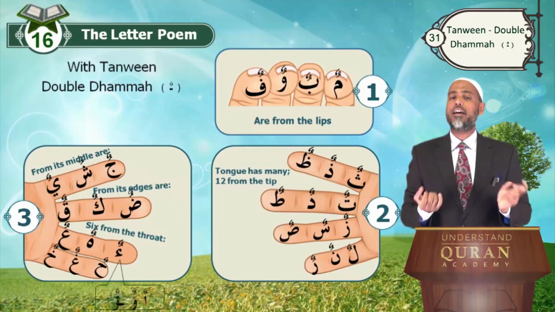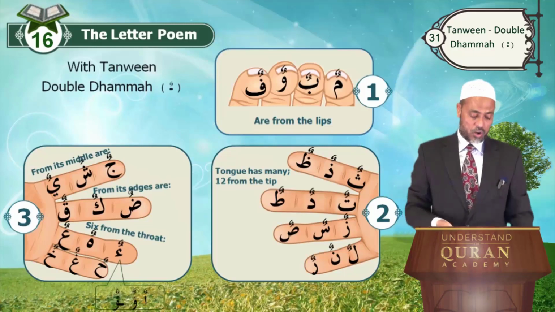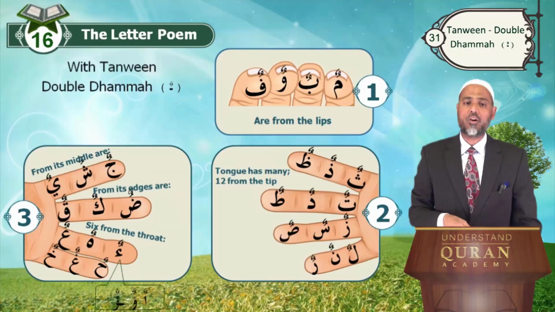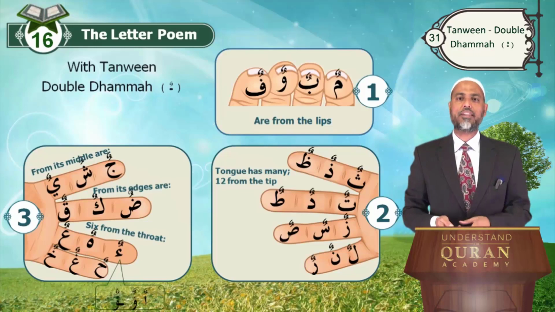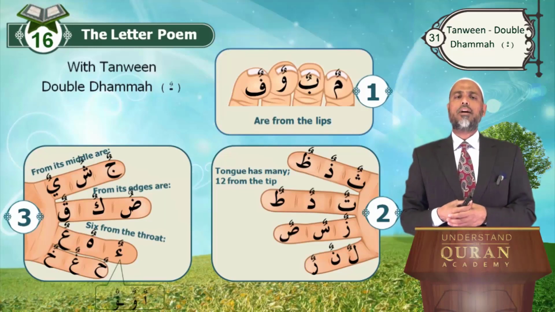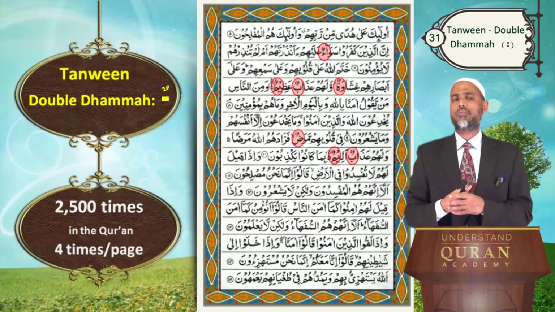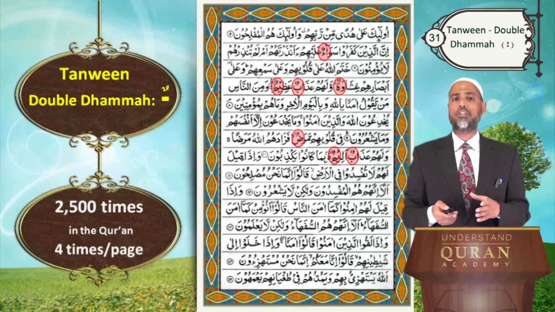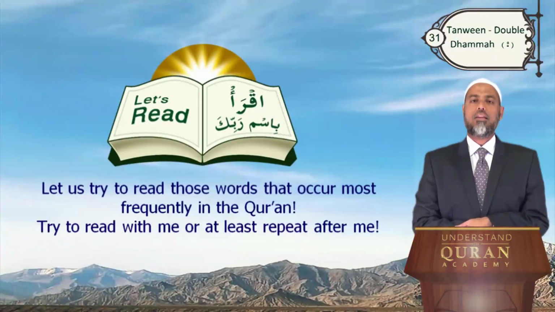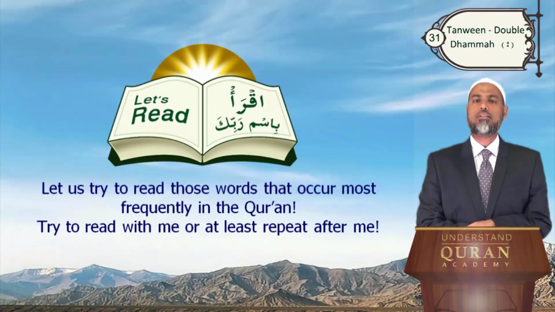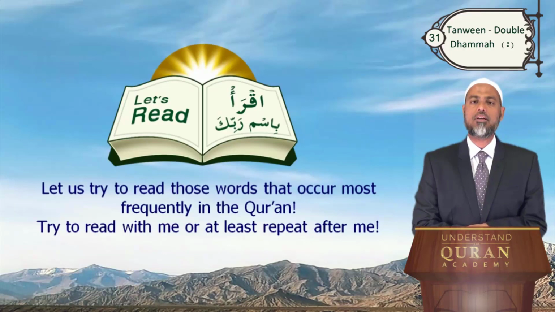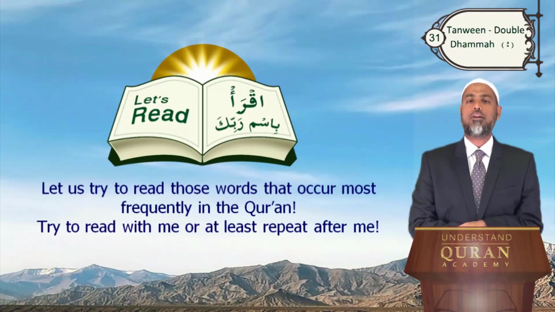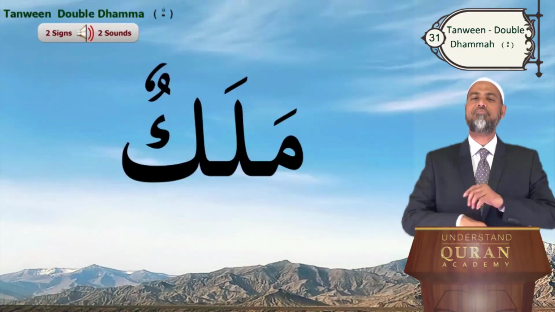And the hamza can be carried by alif or ya or waw. In this case alif or waw, and you can have that un there also. So don't forget that. Double dhamma occurs in the Quran almost 2,500 times. That is 4 times on every page. So it's very important, okay? Let's try to read those words that occur frequently in the Quran, or most of them. Try to read with me or repeat after me. Start.